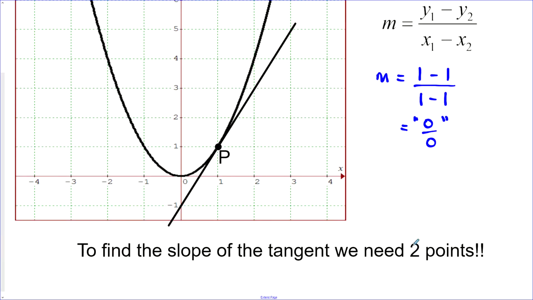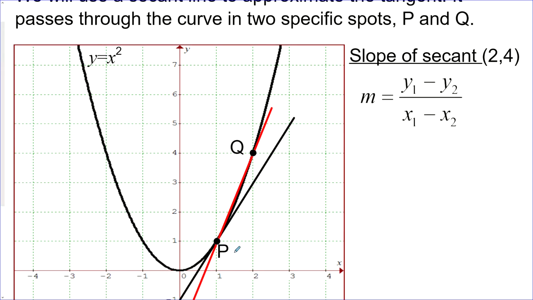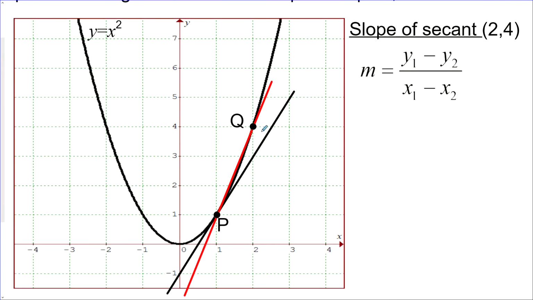To find the slope of a tangent, we're going to need 2 points for this formula to work. We will use a secant line to approximate the tangent line. A secant line is a line that passes through the graph at 2 points. And we're going to approximate it at the point 2, 4. So this point here is 2, 4 and 1, 1. Let's see what the slope of that red secant line is.